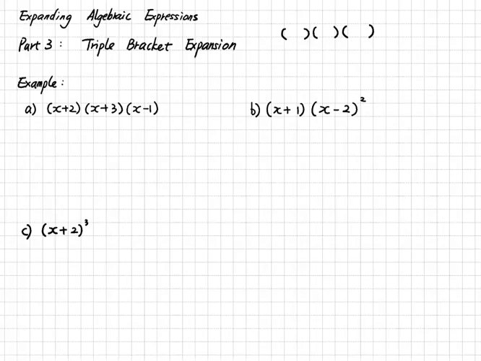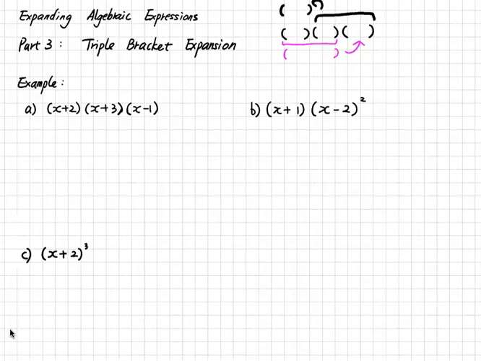Now, what's the strategy for this? We have learned how to do the double brackets expansion, so we're going to use that as our foundational knowledge. You can firstly expand the first 2 brackets and then put the results into a bracket and times by the third bracket. Or you can expand the second one and the third one first and then multiply to the first bracket.